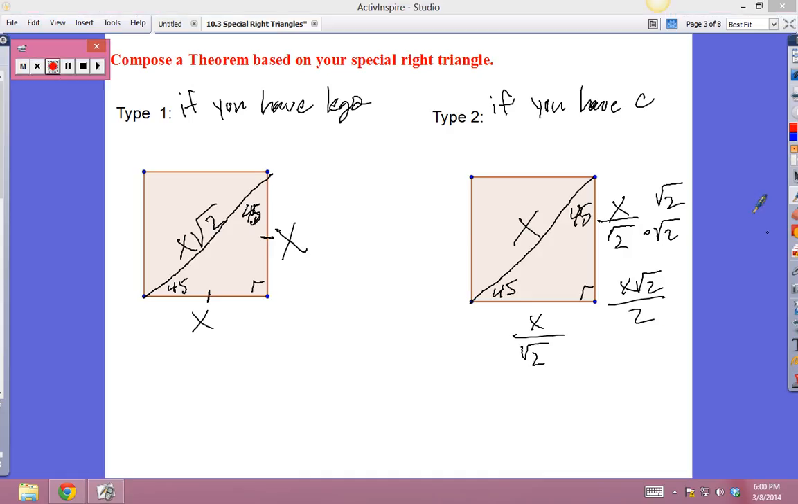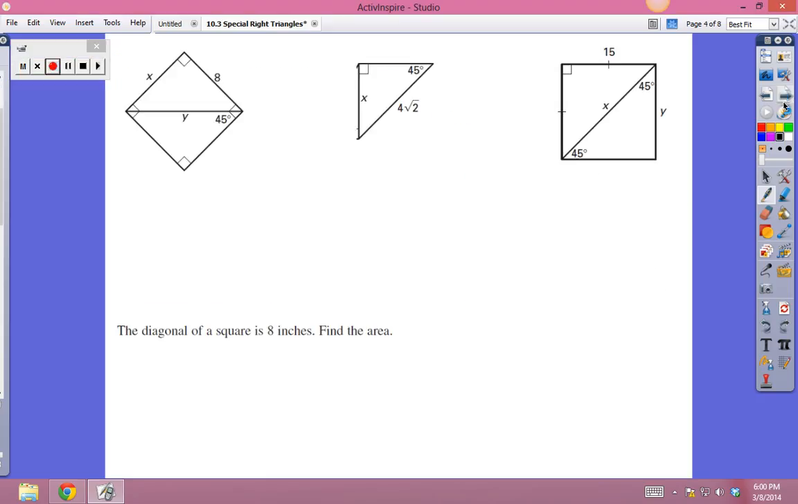So let's use that and see if we can solve these 4 problems right here that deal with 45, 45, 90 degree triangles. So push pause, see if you can power through them, and then push play and we'll review.